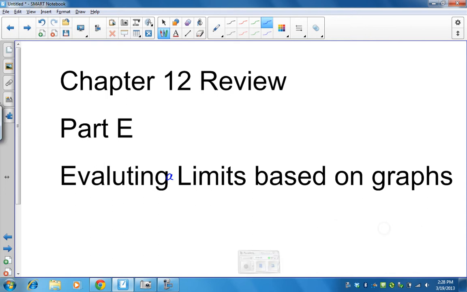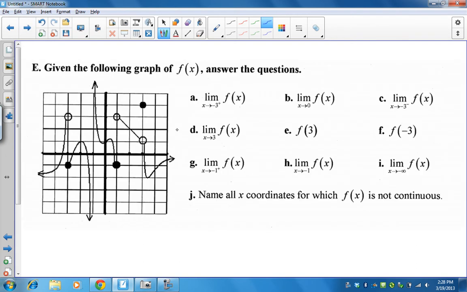To me, this is the easiest part of this chapter, and this was the very first thing we did. And you're like, this is great, I want to test on this right now. I give you this big crazy graph with all kinds of things happening, a bunch of holes, jumps, asymptotes, a bunch of neat things, and I ask you to answer these questions. So let's look at number A.